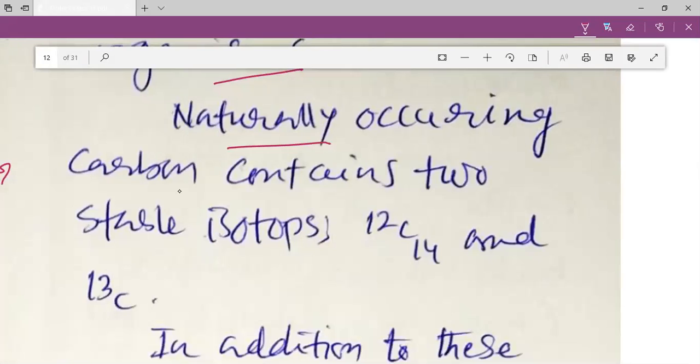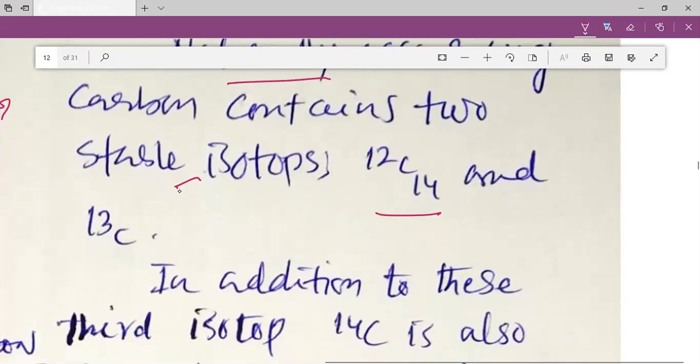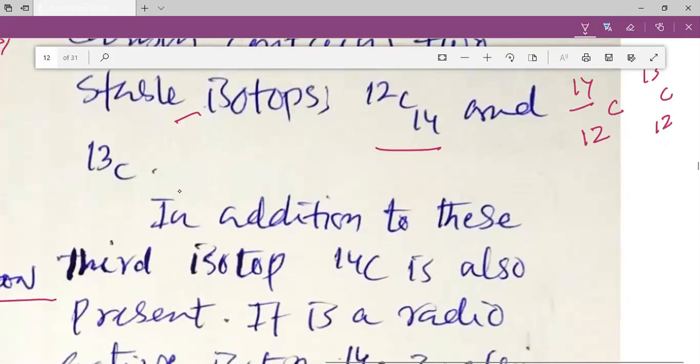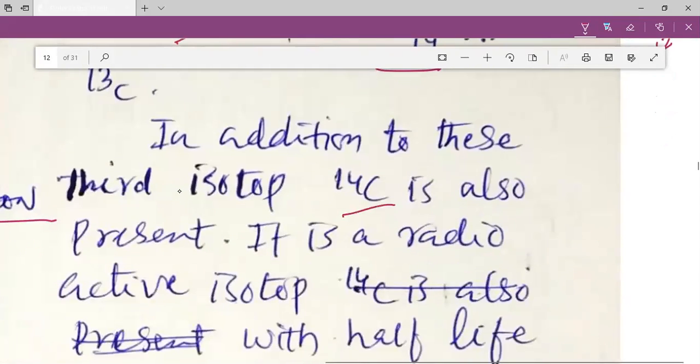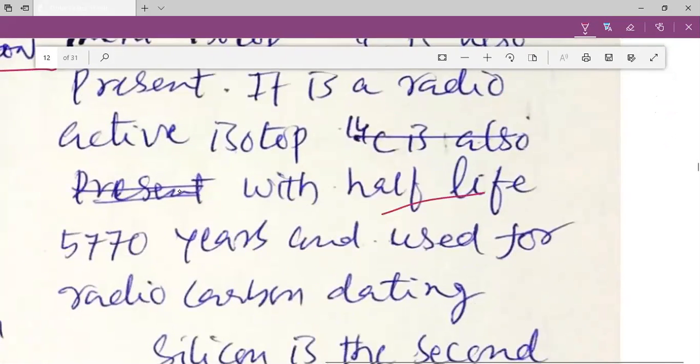Naturally occurring carbon contains two stable isotopes. One is 12C and another is 13C. So the atomic mass varies, my dear students. We should write them in this way: 12C and 13C. This carbon is available in these isotopes. In addition to this, my dear students, we have the 14C isotope, which is a radioactive isotope, and it is used for carbon dating.